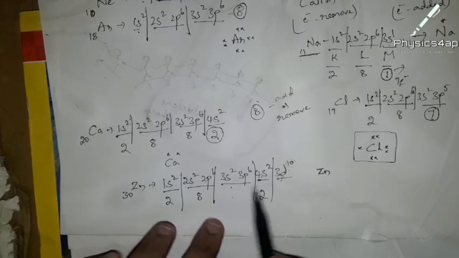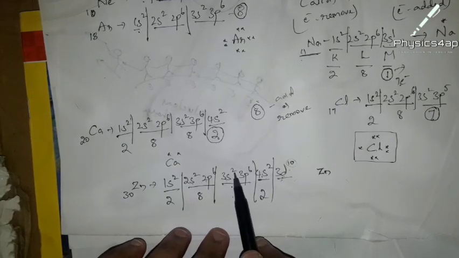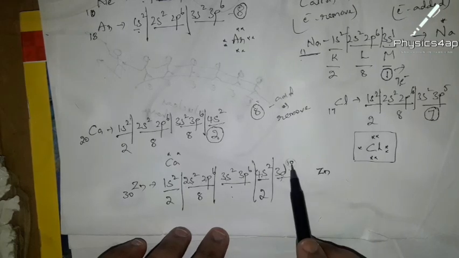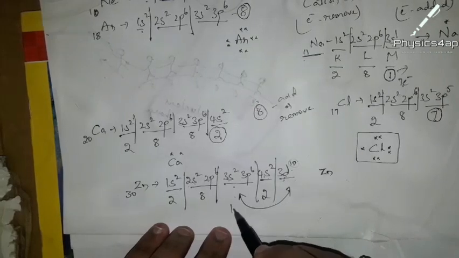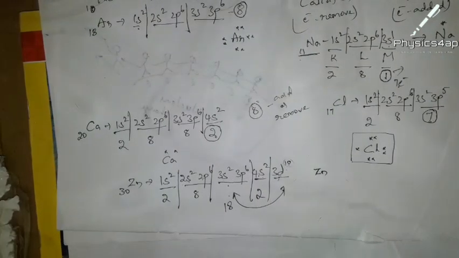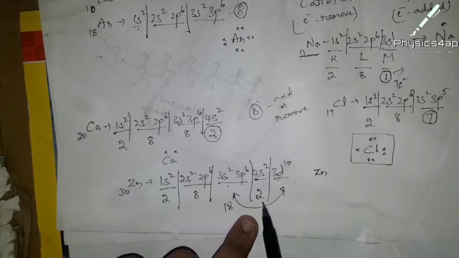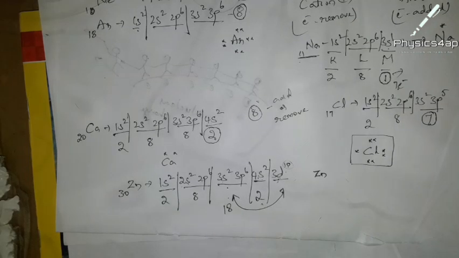Now how many electrons are present in the third shell? 6 plus 2, 8, 8 plus 10, 18. That means in this third shell we have 18 electrons. Now coming to the fourth shell, we have 2 electrons. Can you tell me which is the outermost shell over here? Yes, 2 electrons are present.